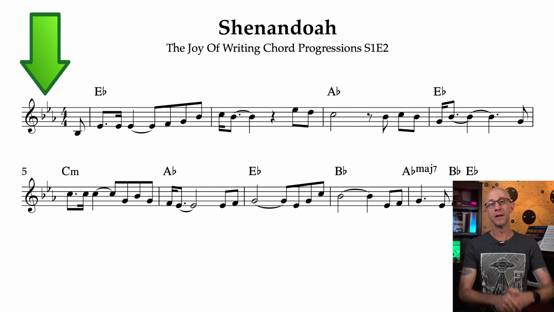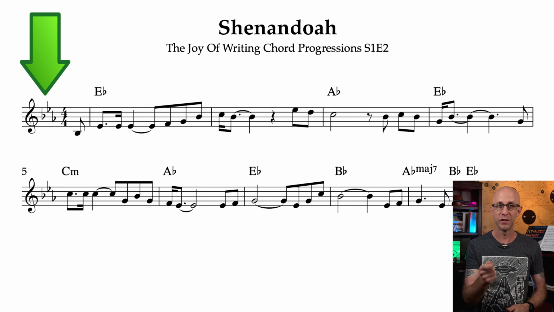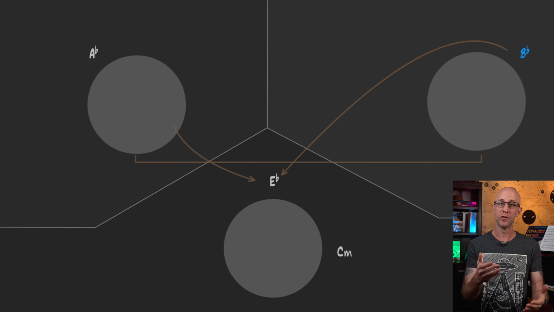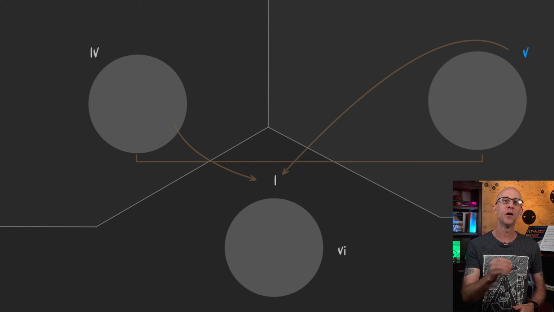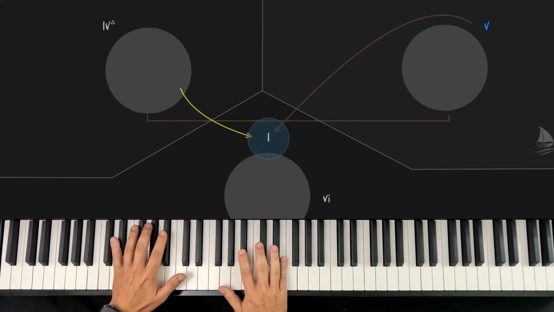So let's get started. Our original progression is in the key of E flat major, and we're only using 4 chords: E flat major, B flat major, A flat major, and C minor. These, of course, are the 1, 5, 4, and 6 chords of the key. Let's play the original chord progression and see how we're traveling around the map.